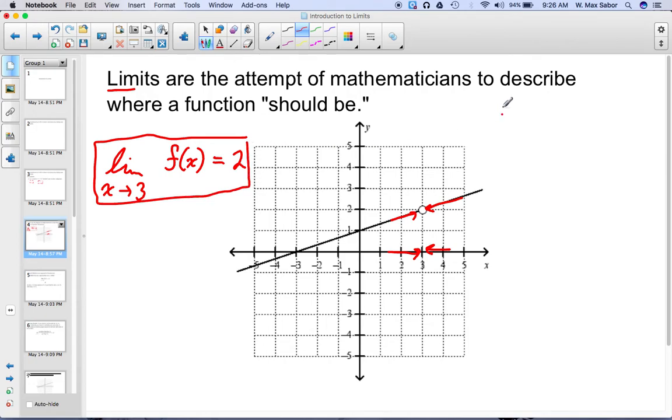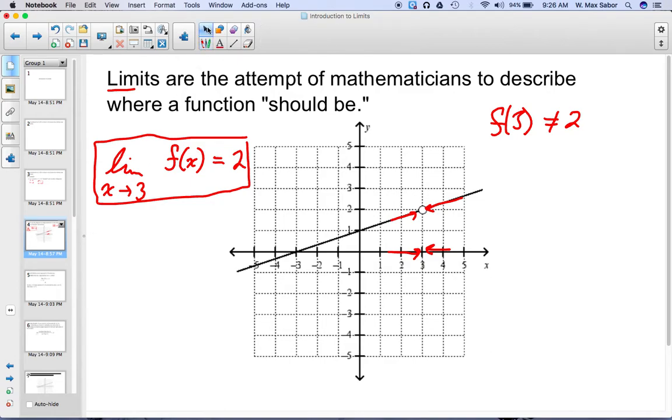Now, we're not saying that f of 3 equals 2. f of 3 is not equal to 2 in this diagram. But we're saying that as we move the x-coordinates closer and closer to 3, the y-coordinates move closer and closer to 2. The formal definition I'm going to put on a screen in a moment.